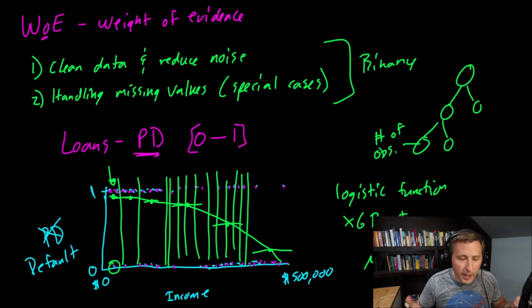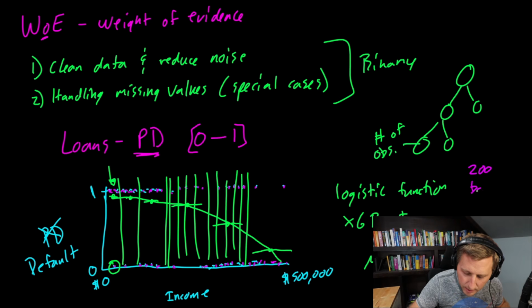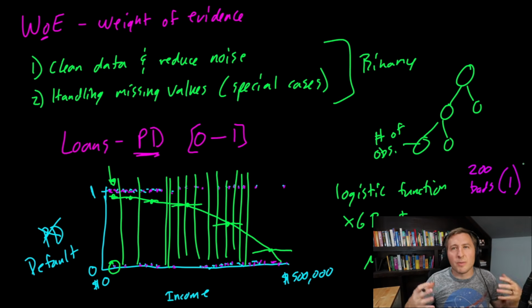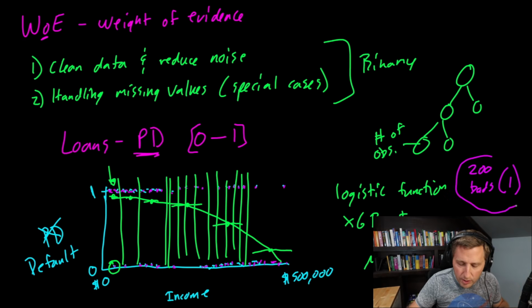I would argue, from an industry practitioner stance, that often 200 bads, which in this case is indicated by 1, should be in each leaf to get some sort of good estimate of that. Now, again, if you're working in prime, you might have a lot fewer bad accounts and defaulted loans. And so this number will change depending on your estimations.